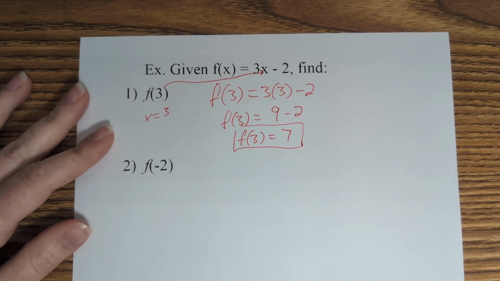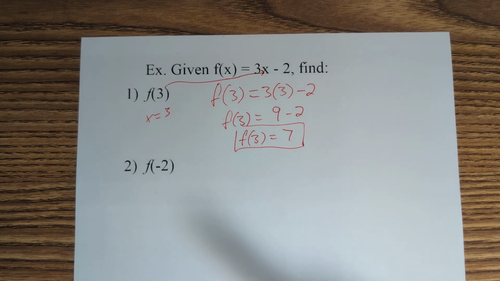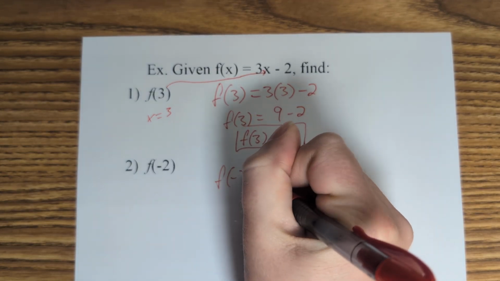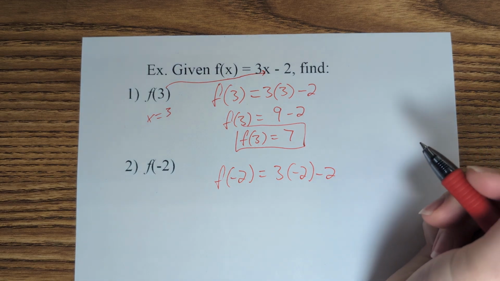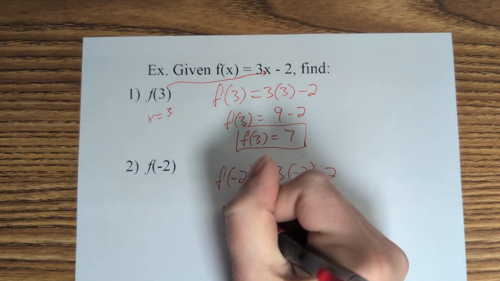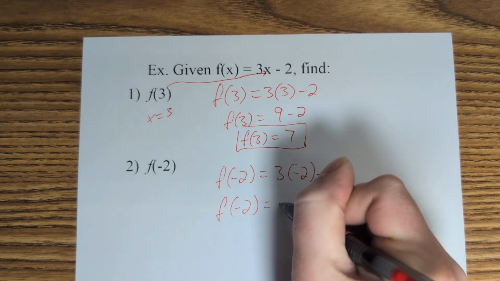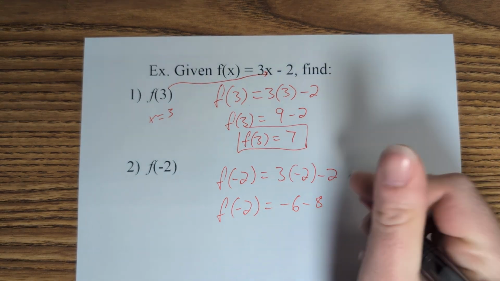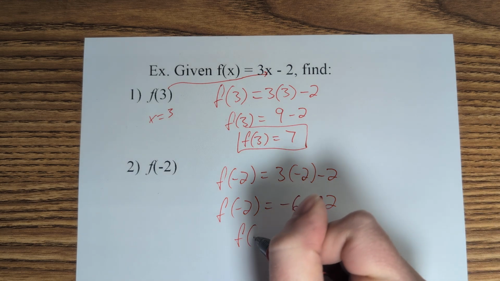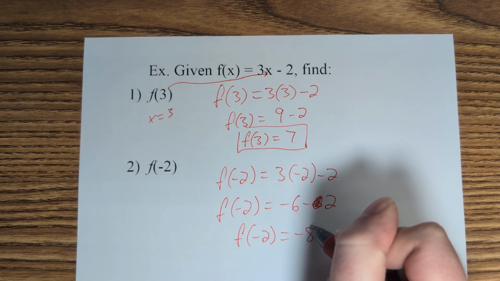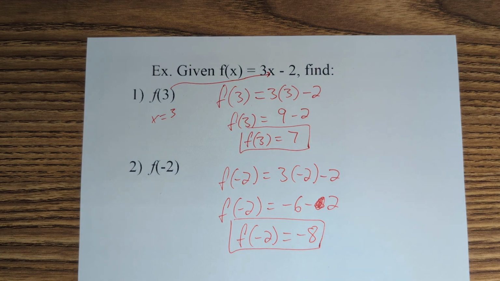And just like our last problem, I can plug in something different. I can say, hey, same f of x, same function, this time find f of -2. So f of -2 equals 3 times -2 minus 2. And I'm going to solve it the same way I did the one on the last page. F of -2 equals -6 minus 2, which is equal to -8, because I got a little ahead of myself there. Sometimes I get a little ahead of myself.